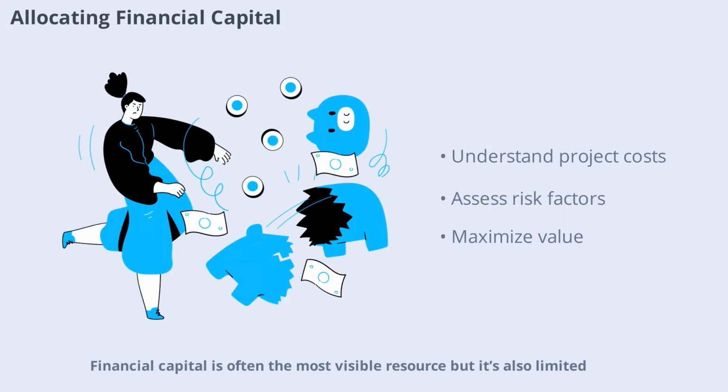Financial capital is often the most visible resource, but it's also limited. Allocating funds wisely requires a deep understanding of project costs, expected returns, and risk factors. Capital budgeting techniques like NPV and IRR provide a structured way to compare investment options. By focusing on projects with the highest potential value, organizations can maximize their financial impact. Now, let's turn our attention to managing human capital.